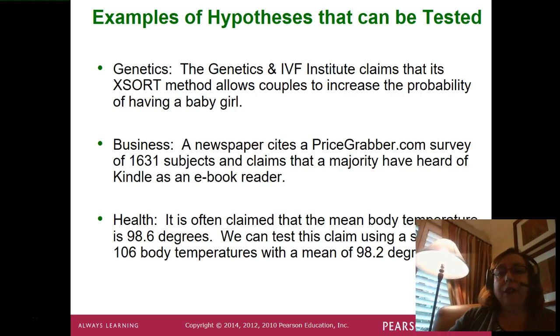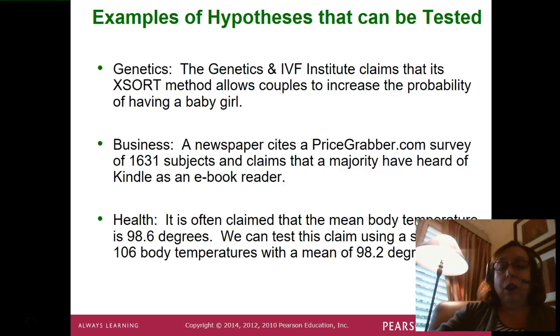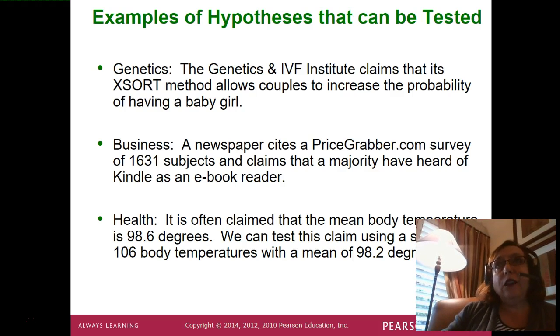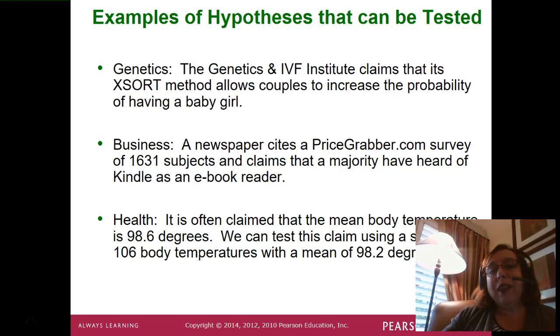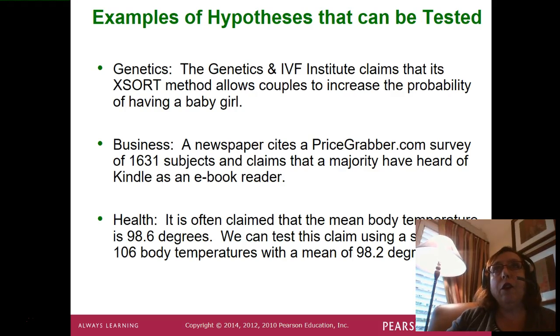Here are some examples of hypotheses that can be tested. The first one here is all about genetics. The Genetics and IVF Institute claims that its X-sort method allows couples to increase the probability of having a baby girl, so that they will be more likely to have a baby girl. Well, we're going to be given data about that claim. And basically, they'll always say something like, it is found to be a certain percentage of having baby girls. They'll start out the problems with that percentage, and that's going to be the claim. That could be your null hypothesis. And then you'll have to come up with an alternative hypothesis for any of these three types of examples, or many more that you're going to work on.